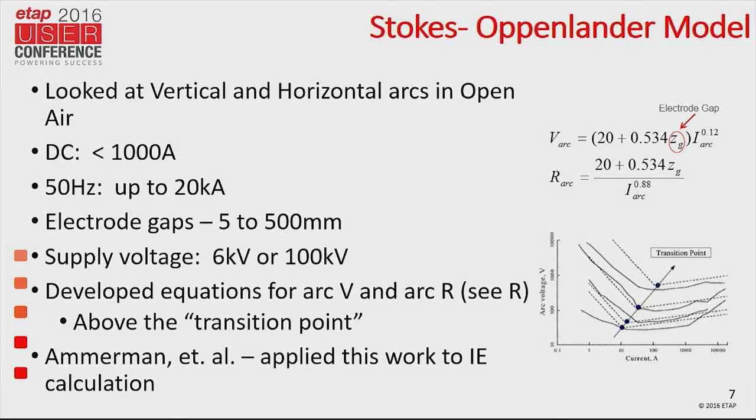They did develop equations. The equations are shown up there on the right-hand side. Actually, there's two sets of equations. The graph at the bottom kind of shows, I don't know if you can read it, but it says transition point there in the middle. They developed a set of equations for very low fault current levels, 10 to up to maybe 100 amps at most, and then another set for the higher current values to the right. What I've got shown up there are the equations for those points to the right of that transition point. Continuous equations that vary based on the electrode gap and the arc and current through it. And again, Ammerman and those that wrote the IEEE paper applied that work to incident energy calculations.